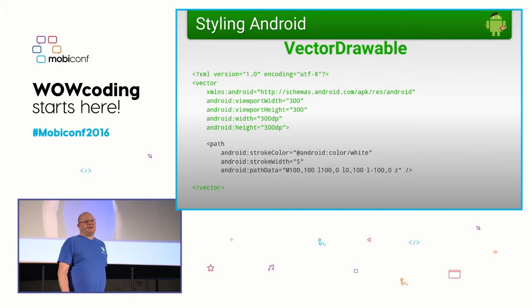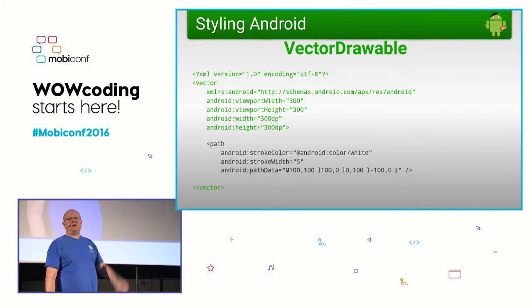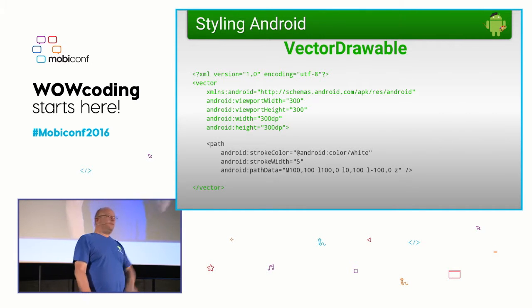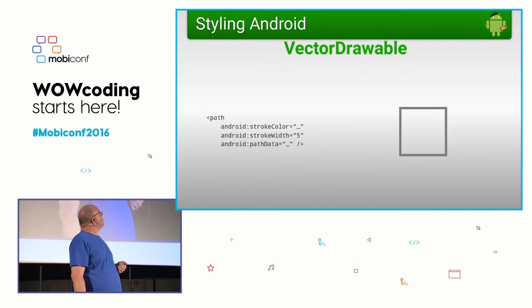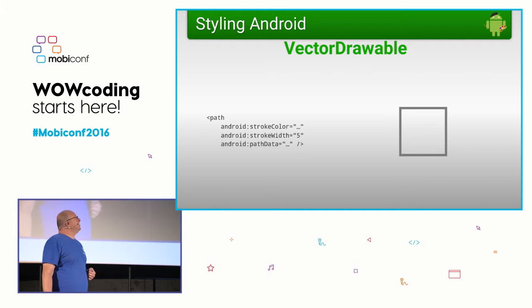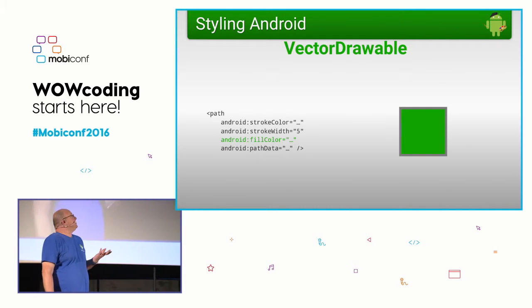So that's the basis of an SVG file, and you can cut and paste that into your project and drop it into an image view, and you'll get a square. It's as simple as that. But there is some other stuff we can do here. So we've got other attributes that we can use on the path. So we can specify a fill color, for example.